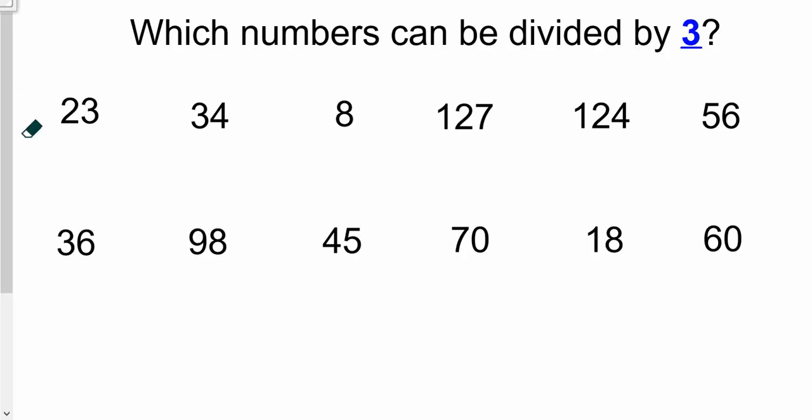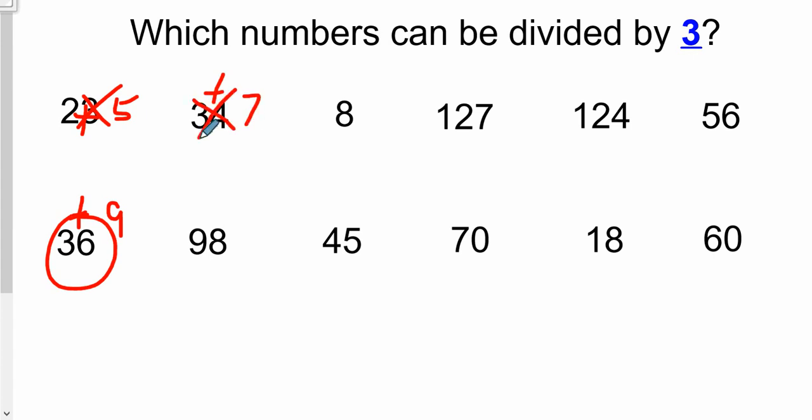Then we had the ones that were divisible by 3. And we had to add these up. What I mean by that is 2 plus 3 is 5. 5 cannot be divided by 3, so that doesn't work. 3 plus 6 is 9. 9 can be divided by 3, so yes, that works. 3 plus 4 is 7, so that doesn't work. So when we do this, the only ones that work were 45, 18, 60, and 36.